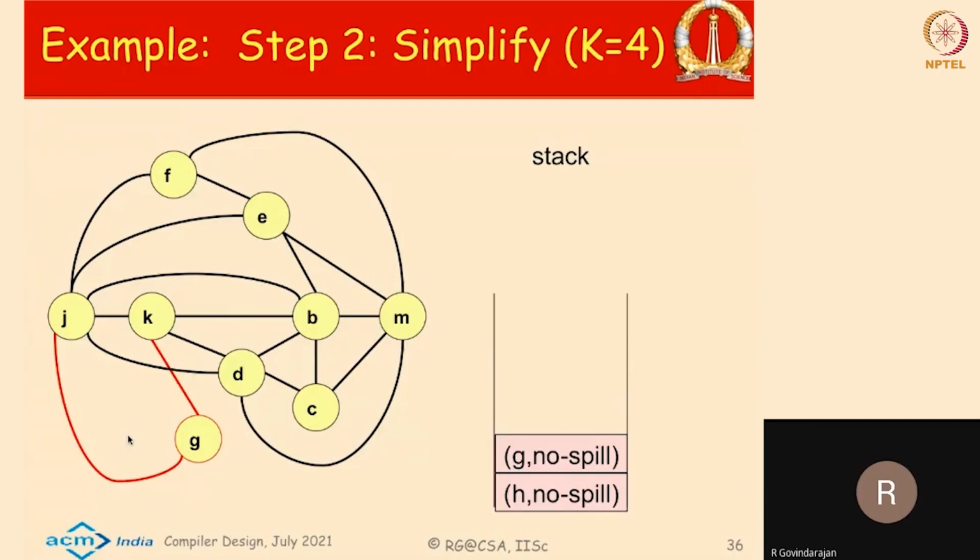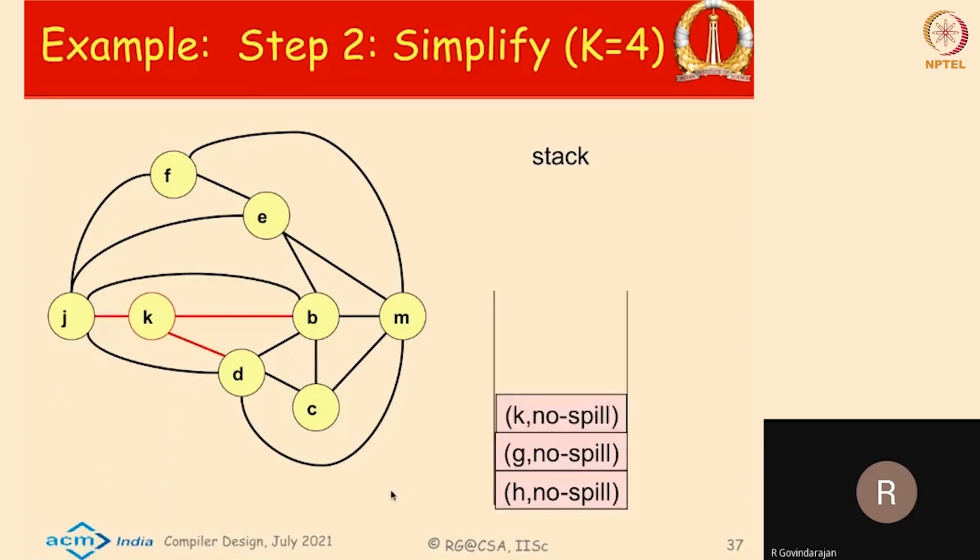That means that if the rest of the graph can be colored using 4 colors, G can also be colored using 4 colors because G has only 2 neighbors. And at most, they will only use 2 different colors. So the third color or the fourth color can be used by G. Same way for H. But anyway, now remove G.